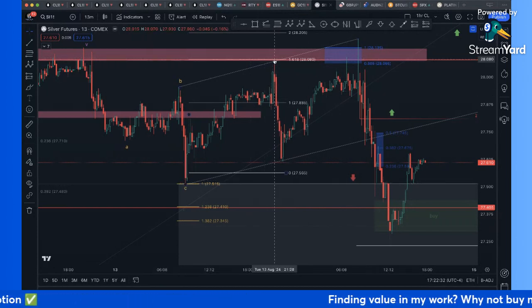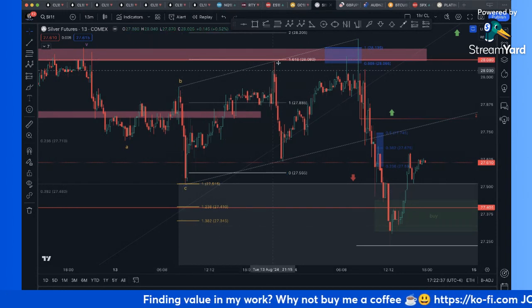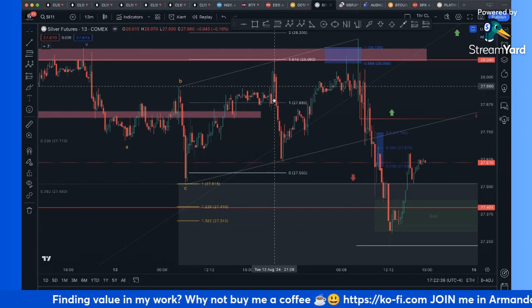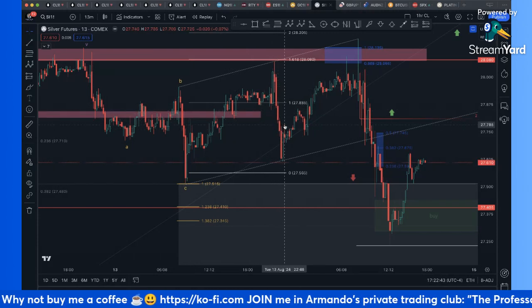Is what is going on here? Is this a big... this is not an impulse, right? We know this is not an impulse because it wrecked the wave 4 and it came down here and bounced again. So you can measure this as a 1-2.